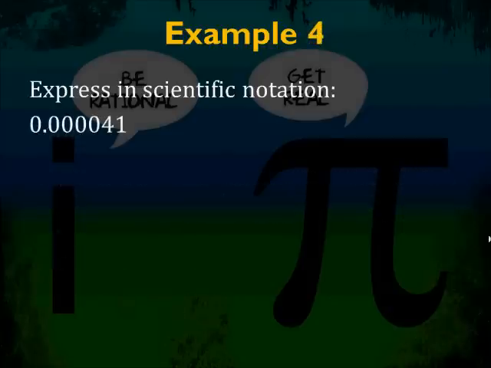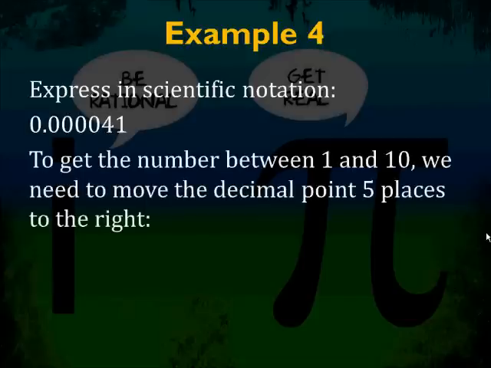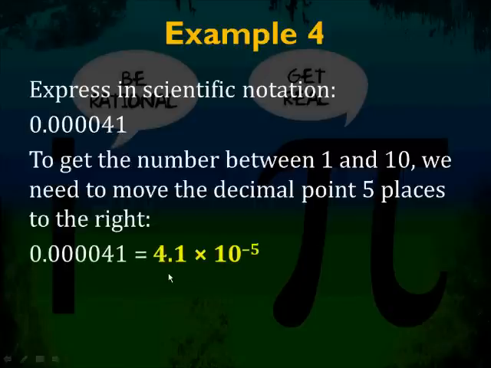Alright, example 4. Express in scientific notation 0.000041. And again, if you can do these, you don't have to sit through all this, and you can skip the examples you need to. To get the number between 1 and 10, you need to move the decimal 5 places to the right. So there's the original decimal point. You need to move it between the 4 and the 1. Since you're moving it to the right, you need to have a negative exponent. So your answer is 4.1 times 10 to the negative 5th. Again, if you move the decimal point to the right, you're going to have a negative exponent. Remember, negative exponents suggest a decimal. Positive exponents suggest a bigger number.